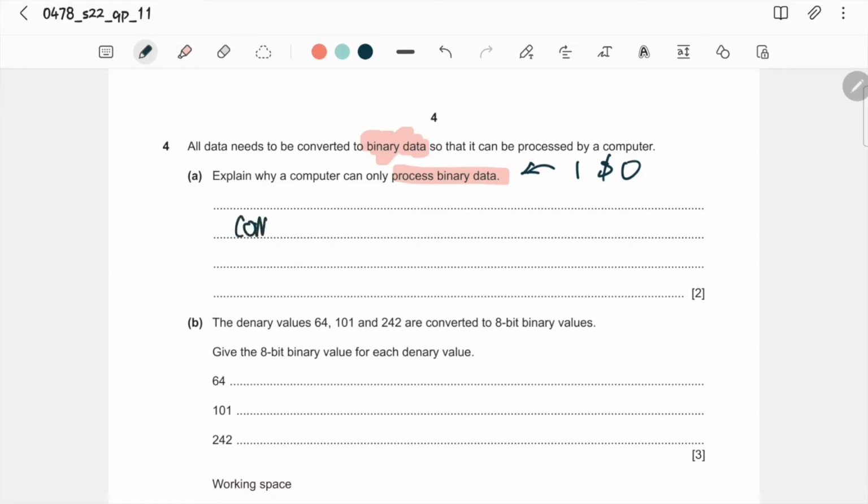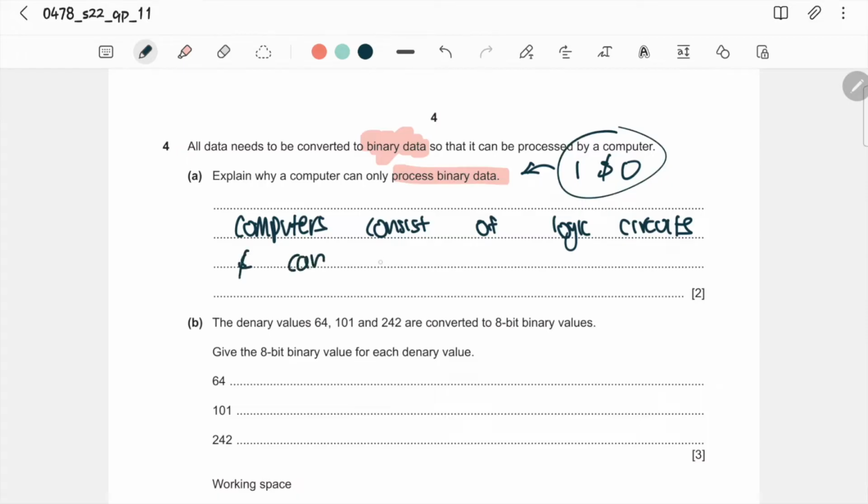Because computers consist of logic gates, logic circuits. And in logic circuits, we use the mnemonics 1 and 0, and they can only process 1 and 0, which would be on and off, isn't it? It would only process the on and off. That's the reason why we write logic gates.